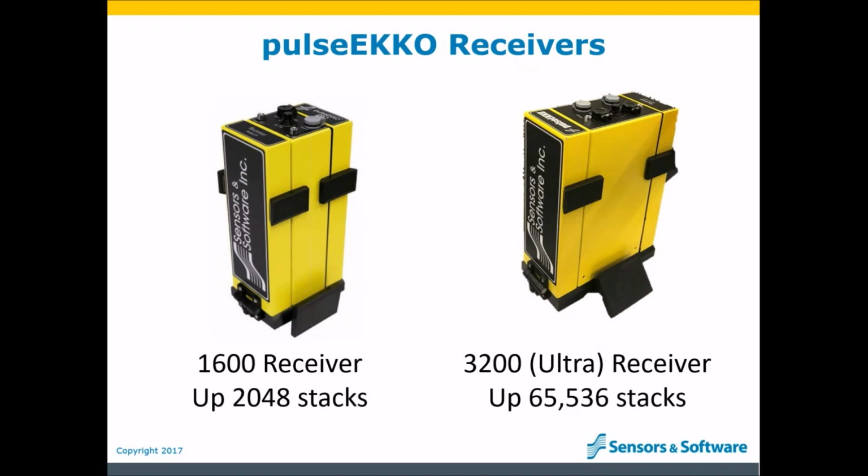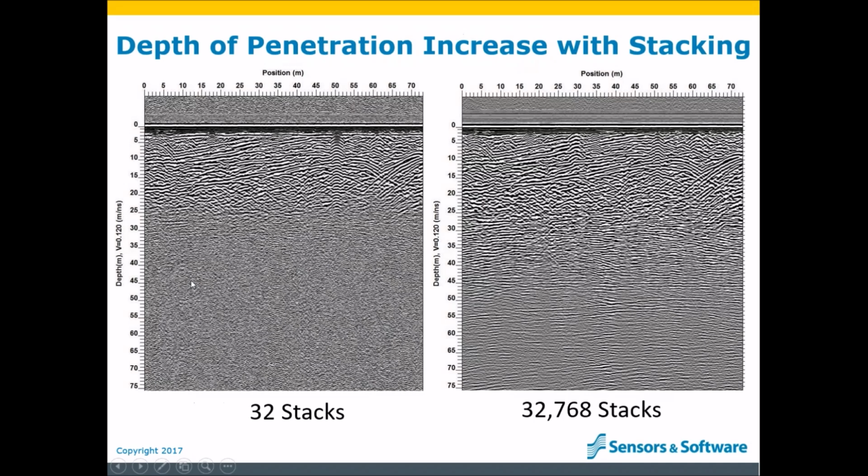The Ultra receiver collects data faster because it uses a faster A to D converter and performs a full waveform capture. Based on our earlier discussion on stacking, let's see the effect of high stacks on some real GPR data.